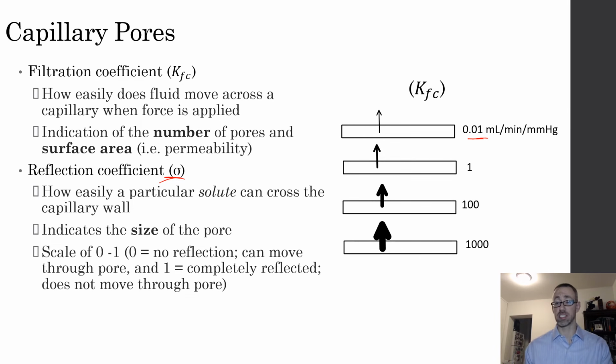It indicates the size of the pore. The larger the size of the pore, the more likely the solute is going to be able to move out of the capillary and into the interstitial space. And usually we do this as from 0 to 1. All right, so that's the scale.